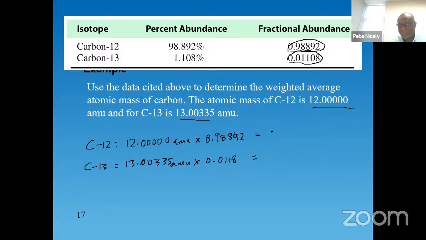Let me start by working out the carbon-12 one. That would be 12 times 0.98892. According to my calculations, when rounded off to five sig figs, this is going to be 11.867 AMU.